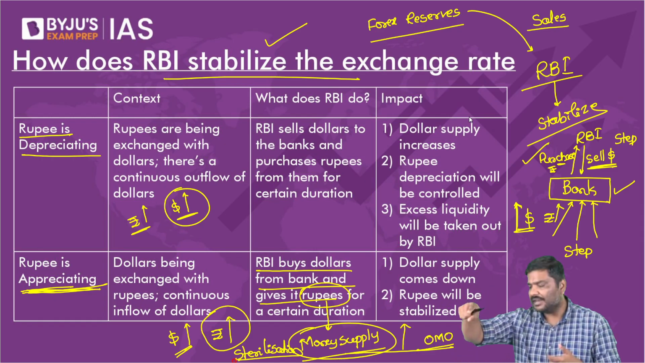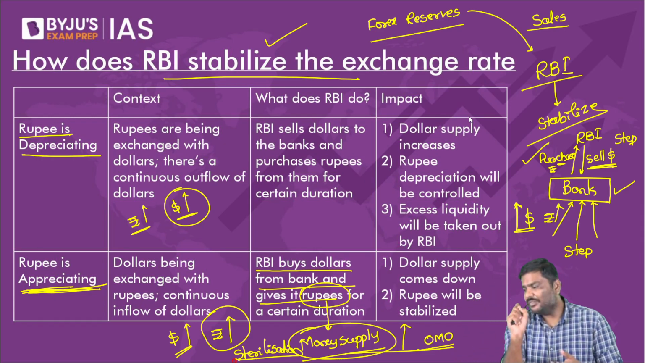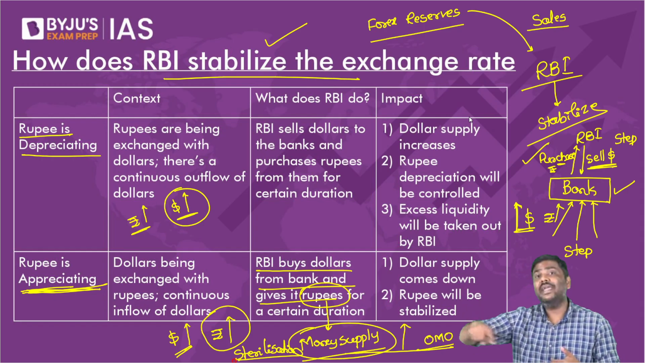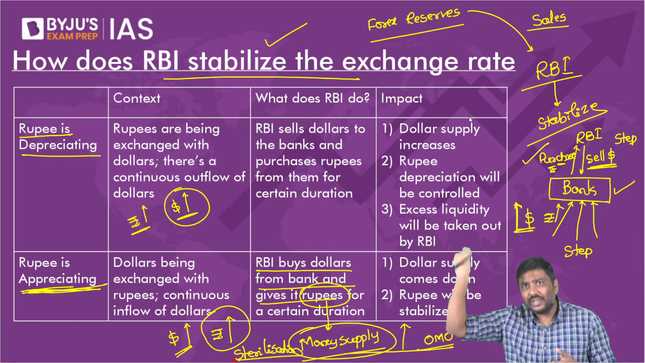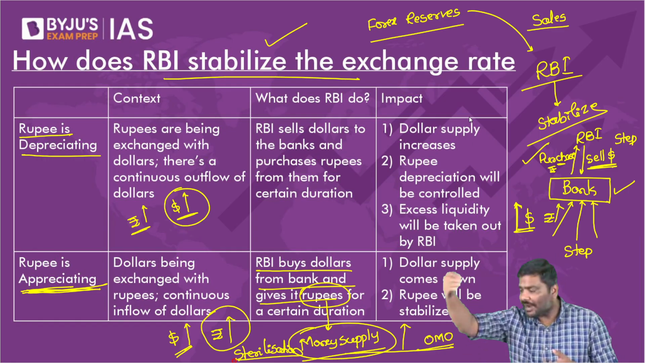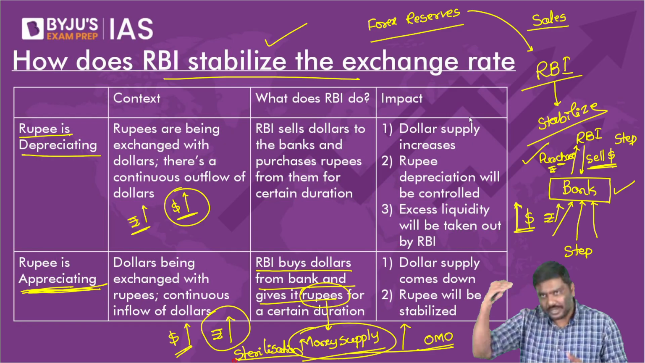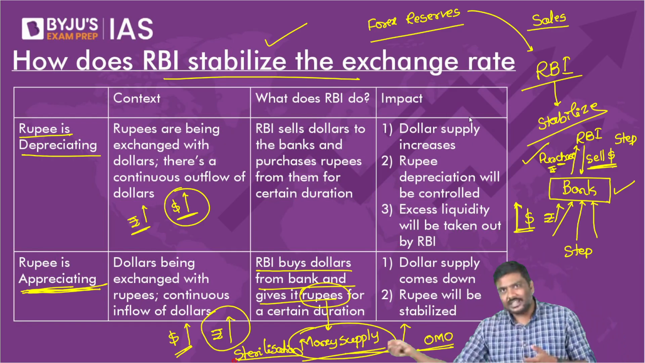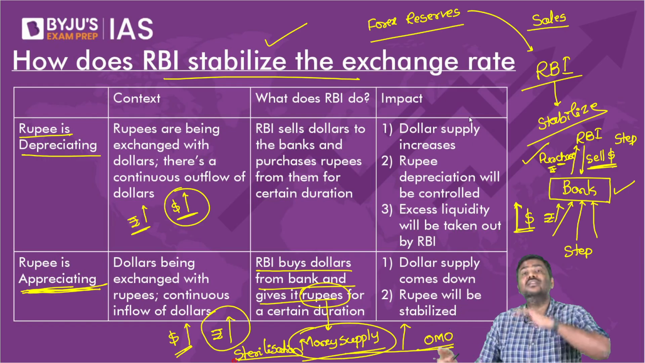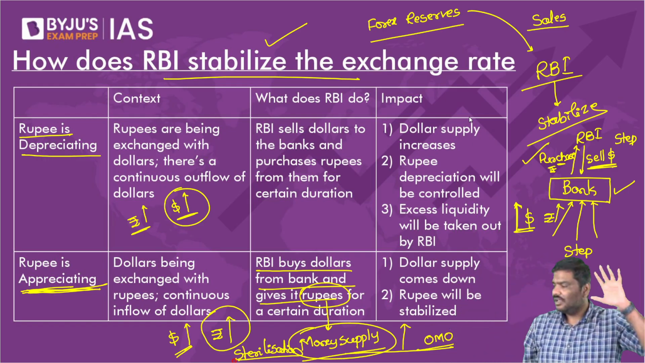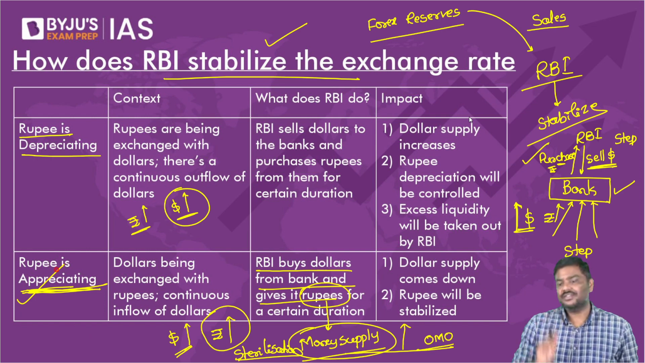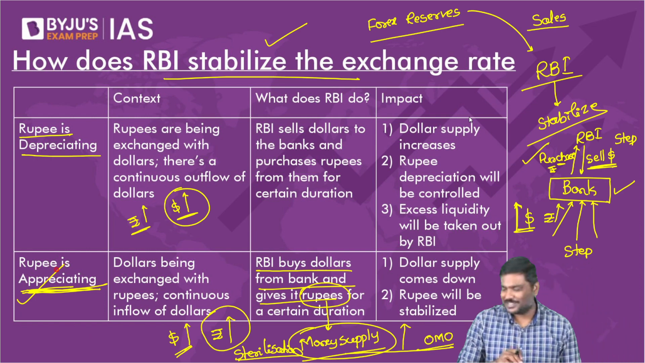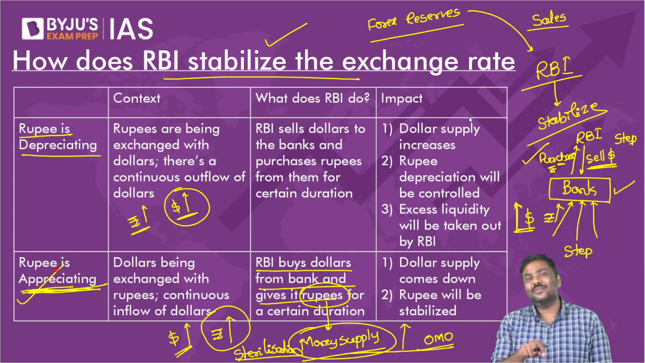What is the idea of sterilization? Because Reserve Bank of India is intervening in the forex market, there could be addition to inflation. Inflation might go up. And in order to control this inflation, Reserve Bank of India will use other tools to reduce money supply. This is basically sterilization. Done. Can we go forward now?